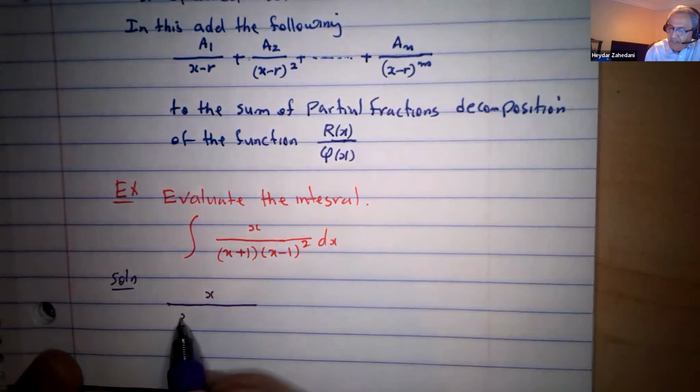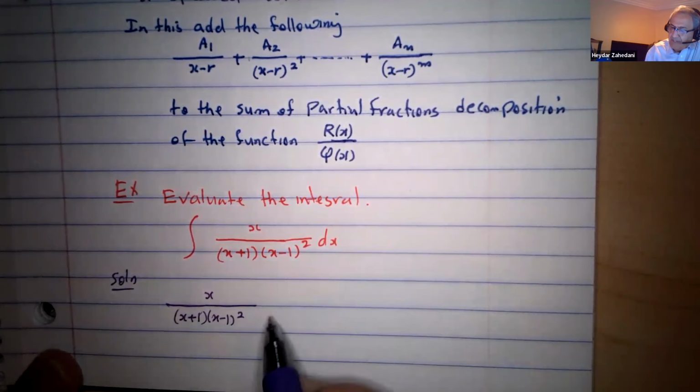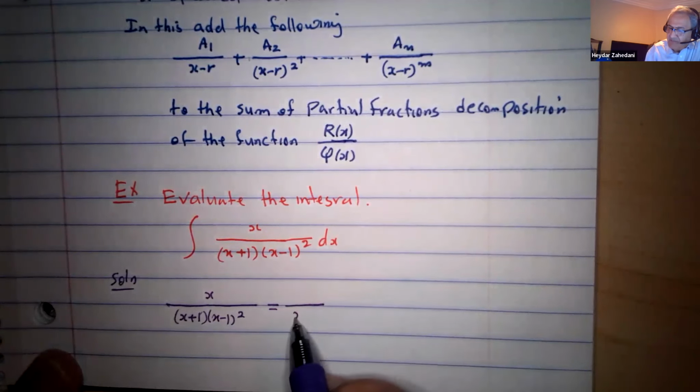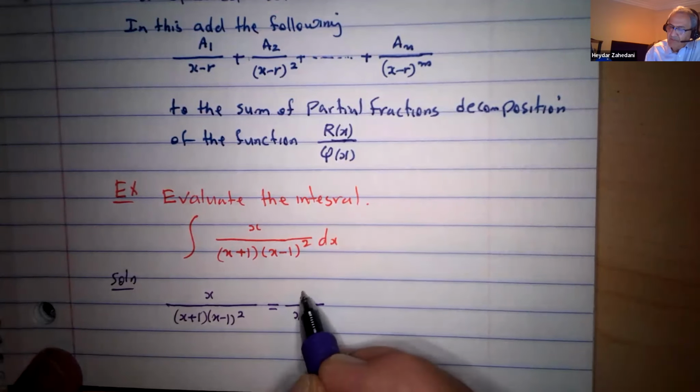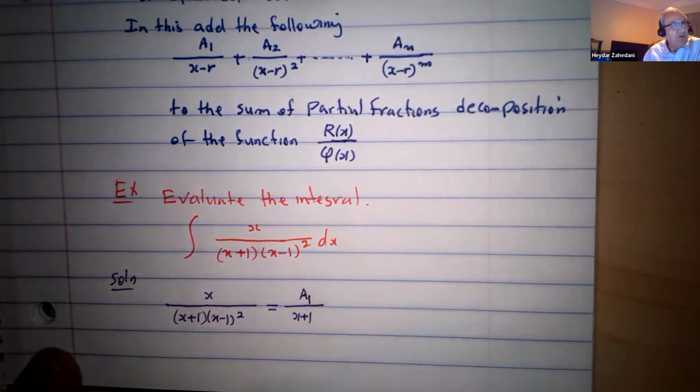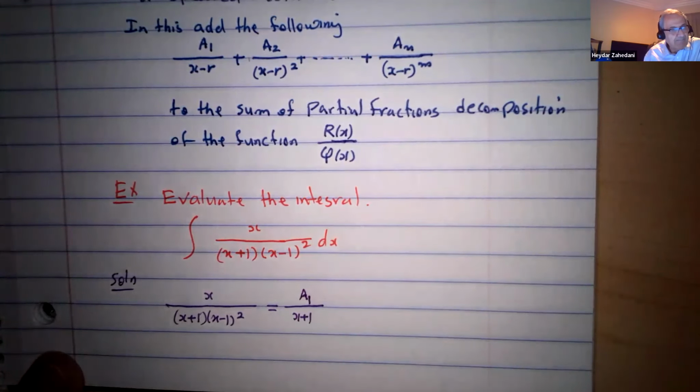This is going to be x plus 1 times x minus 1 squared. So it's equal to the first factor. The first factor is x plus 1. It's a linear one, so you put the a1 on the top. It's not repeated. There is no power. So you're done with this.